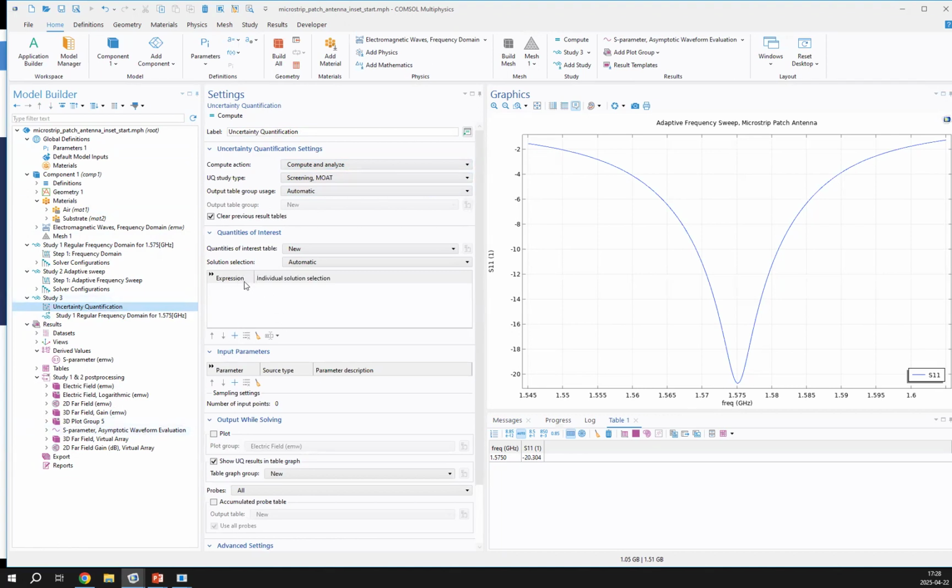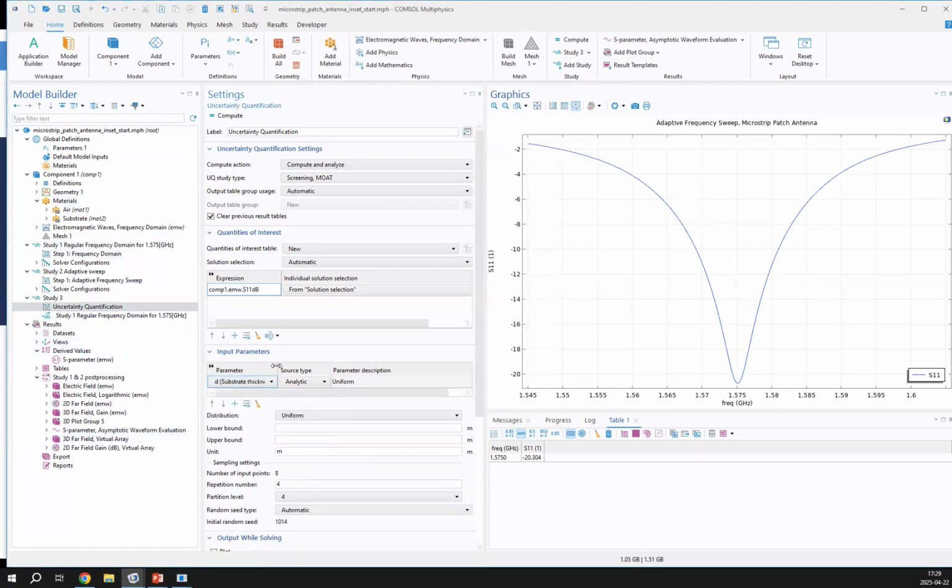Our next step is to specify quantities of interest, and here we use the expression for our key metric. Next we can specify our three input parameters. Okay, so the first input parameter will be substrate thickness. We can choose any parameter specified under the global parameters node.